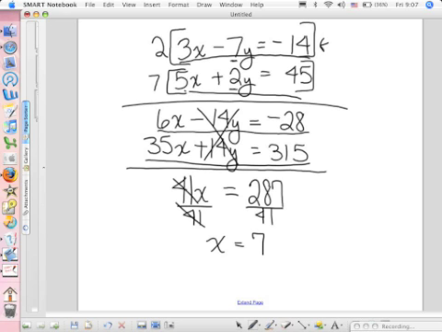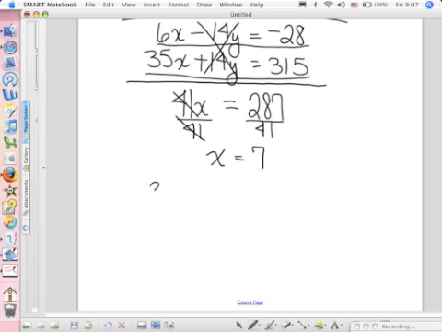I say choose the one with the smallest numbers. I would choose this one. Well, no, this one, because it has the smallest numbers. All right, so if x is 7, then 3 times 7, let's come back down.